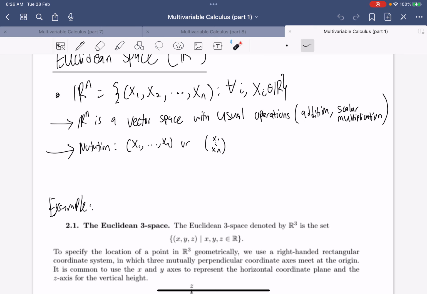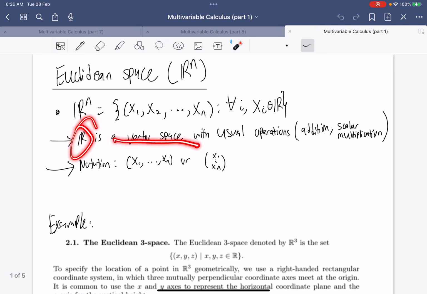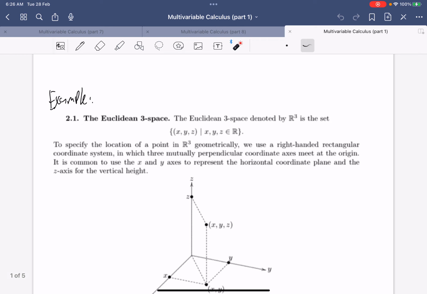From what we know, R^n is a vector space, meaning it's closed under addition and scalar multiplication. These are the operations that you can do with the elements in the vector space. And the elements will be represented by this Cartesian product n-tuple. You can either write it horizontally or vertically. There's no difference.